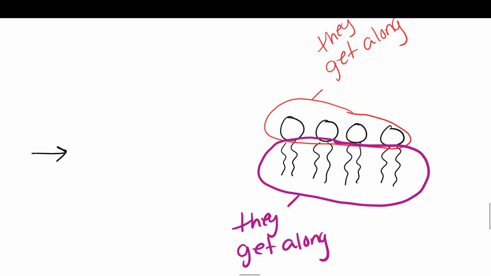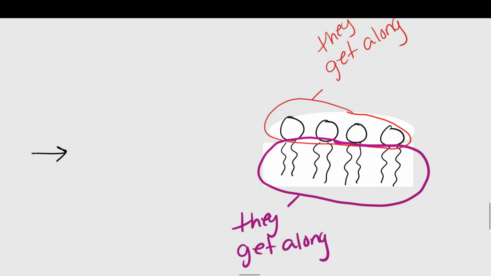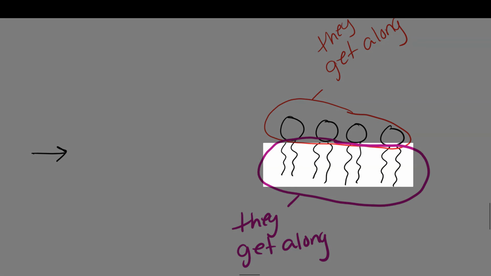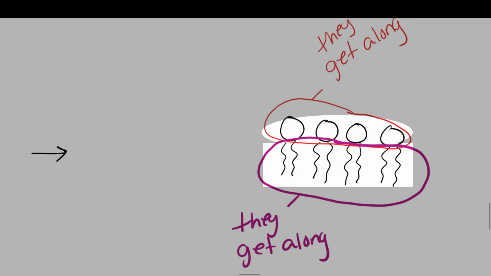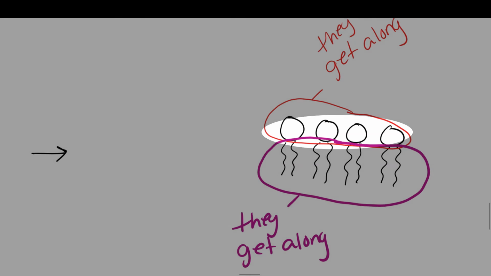And this is how they do it. We can see here that this phospholipid is next to this one, which is next to this one, which is next to this one. The heads are all close to each other because all 4 of these love water. The fatty acid lipid tails here are all close to each other because they hate water. So these 4 little guys are hanging out with each other. These 4 guys are hanging out with each other.